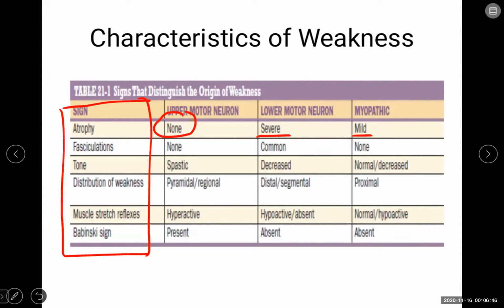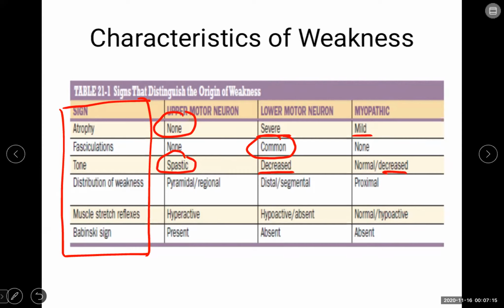So this is one important distinguishing factor. The second is fasciculations. Fasciculations are seen only in LMN lesions and are not seen in either of the others. Tone, as I mentioned before, is increased and spastic in UMN, whereas it can be decreased in LMN. And myopathic tone in its initial stages tends to be normal, because, as you know, myopathy mainly involves the extrafusal muscle fibers, whereas the intrafusal fibers are usually intact. But in the terminal stages, it tends to become decreased.